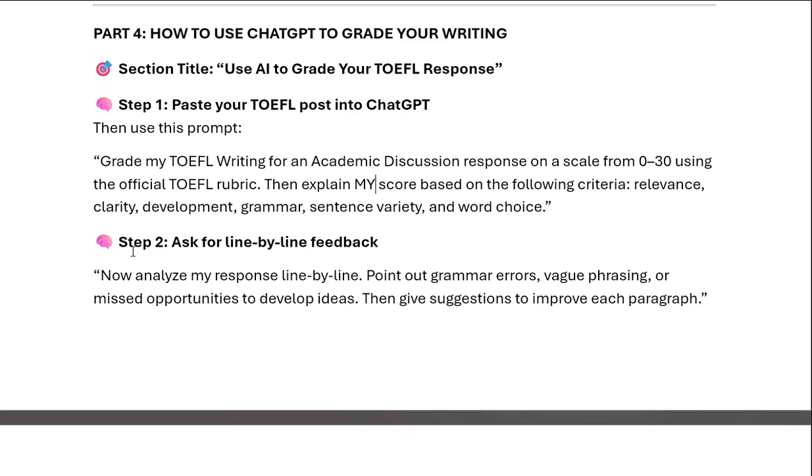Step 2, ask for line-by-line feedback. Now analyze my response line by line. Point out grammar errors, vague phrasing, or missed opportunities to develop ideas. Then give suggestions to improve each paragraph.